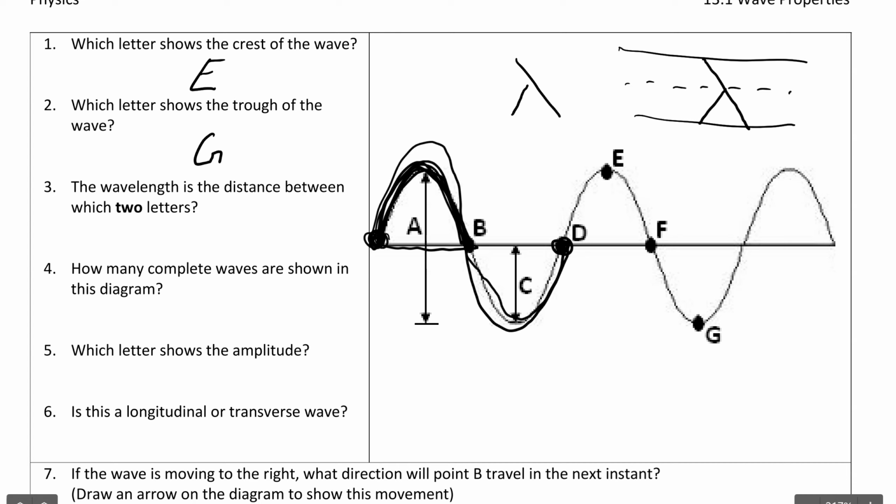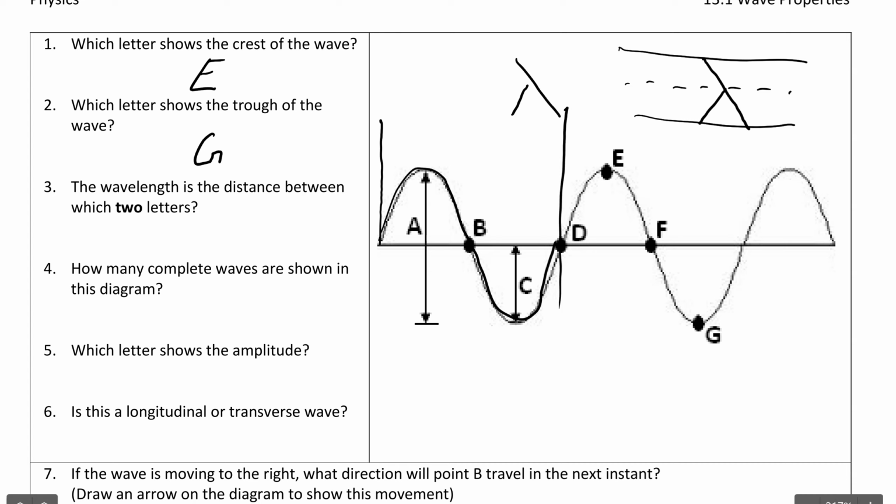So I'll erase this. And yes, we can say from this point, crest, trough, this is a full wave. That's what a full wave looks like right there. And then you could even draw this to show the length of the wave, the wavelength, lambda.